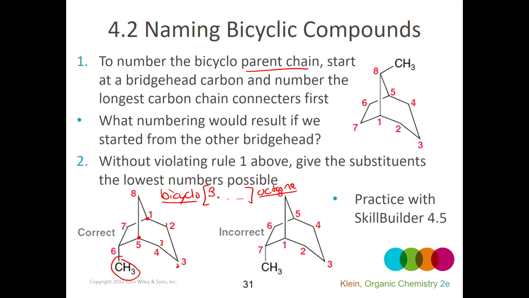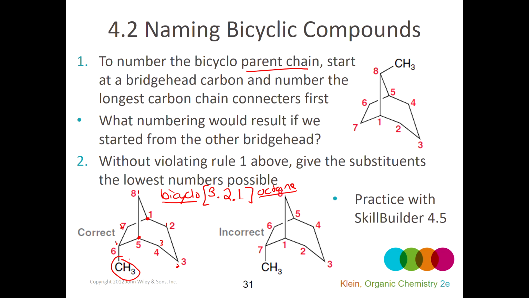The second longest loop between bridgeheads is only 2 carbons long, and then back to the bridgehead. And then the third loop is only 1 carbon long and then back to the bridgehead. So the name of this compound, if the methyl group weren't here, if the CH3 weren't here, it would just be bicyclo-3,2,1-octane.